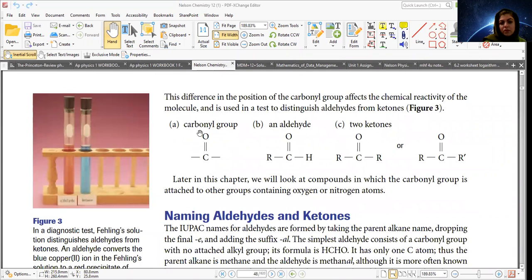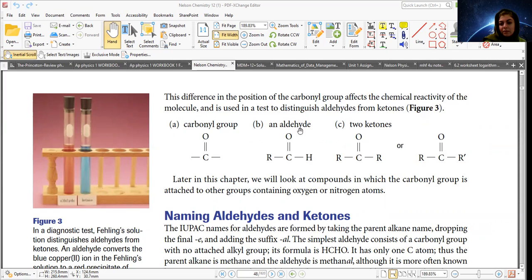We'll look at that. So this is the carbonyl group. As we said, the carbonyl group is when a carbon is attached by a double bond to oxygen. Now, if this double-bonded carbon with oxygen is at the end of the chain, see this C is just connected to one C here. Okay, this is the end carbon.